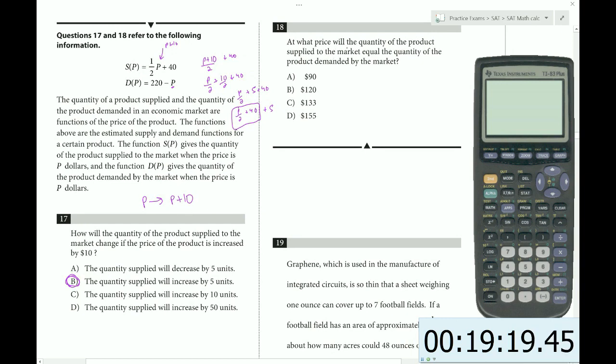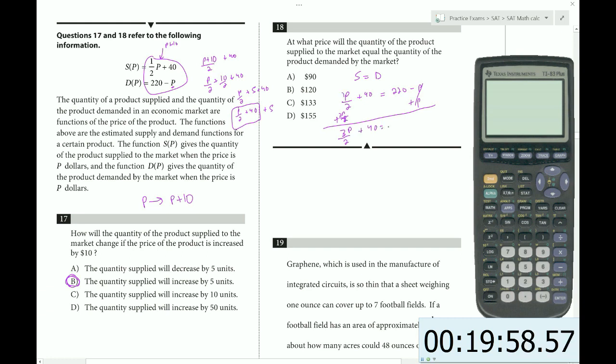Next, at what price will the quantity of product supplied equal the quantity of product demanded? So they want supply to equal demand. So I can just set the right-hand sides equal to each other. So again, I write P over 2 plus 40 equals 220 minus P. Okay. So now I can add P to both sides. So that gives me, I have 1/2 P and 1 full P. So that gives me 3/2 P. And if you find that hard to understand, you can just make this 2P over 2. And then it's 1P over 2, so that's 3P over 2.